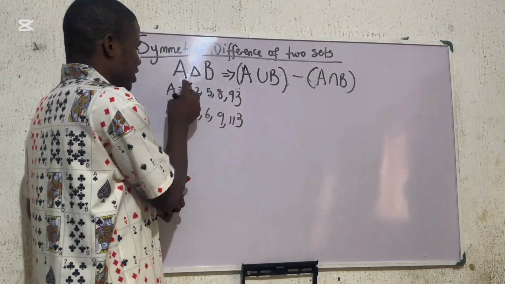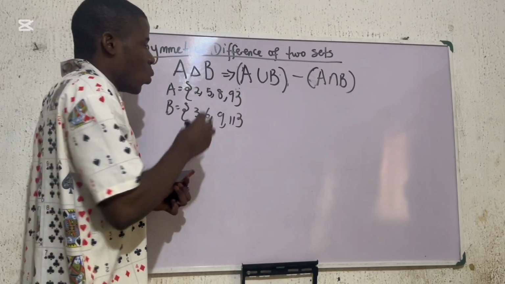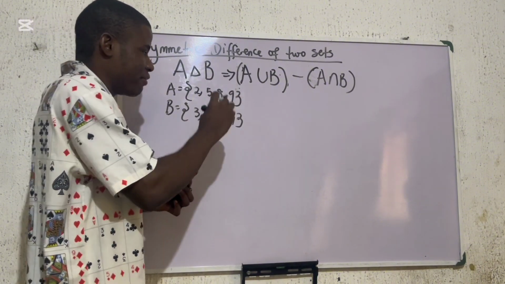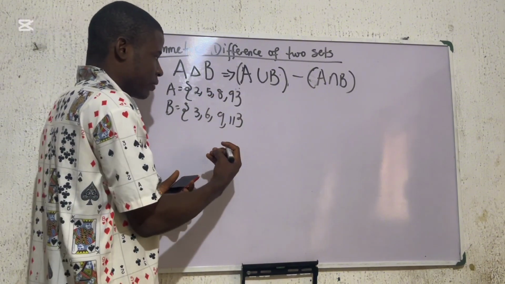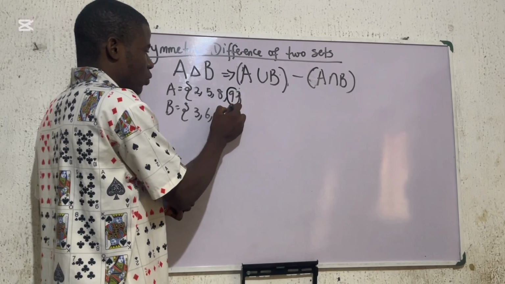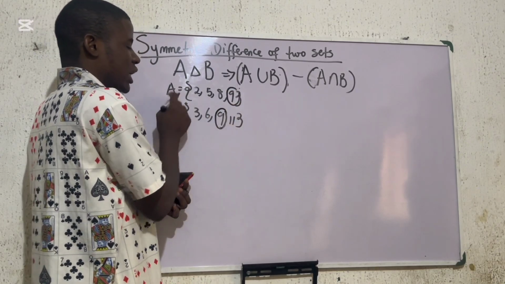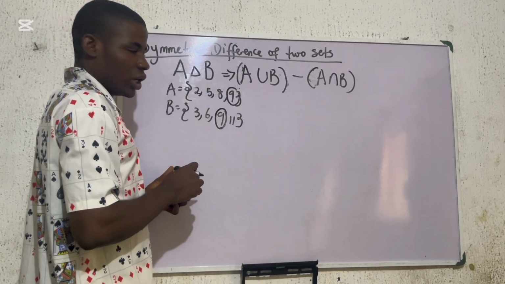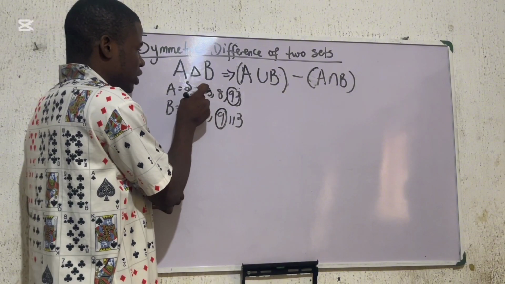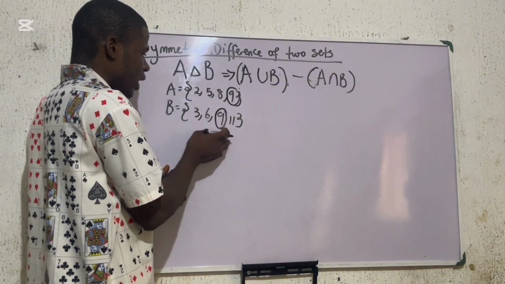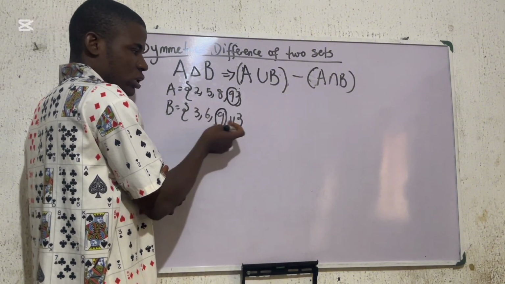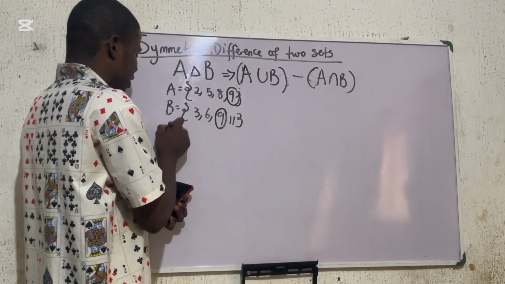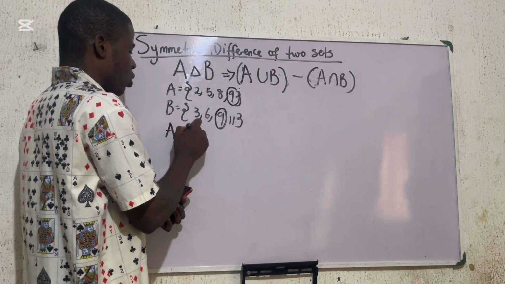Now, you can see the intersection of A and B. Intersection of two sets means what you can find in both sets, the elements you can find in set A and in set B. Now, I can see 9 here. I can equally see 9 here. So the intersection of set A and B is 9. Do you understand? So that means 2, 5, 8, I can't find here. Neither can I find 3, 6, 11 here.